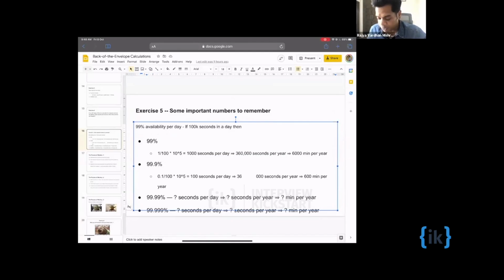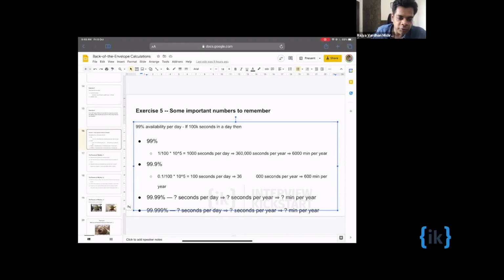Similarly, if we expand it to 3 nines, 99% is 2 nines of availability, 99.9% is 3 nines of availability. So in that case, it becomes 0.1% of 100,000 seconds in a day. That is like 100 seconds per day, and if you calculate it, it's like 600 minutes per year. So if you have 3 nines of availability, your system was not available for 600 minutes, which is like 10 hours in 1 year.